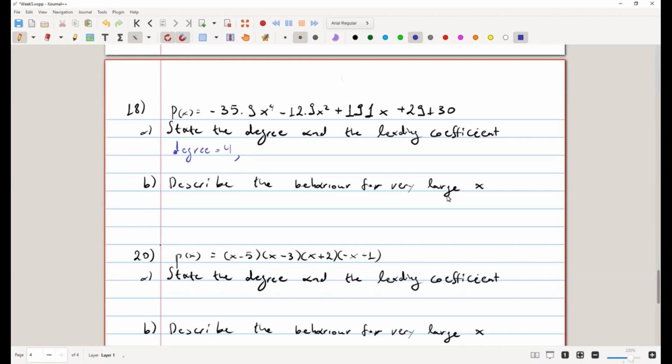So we took the degree from x to the 4th. So the leading coefficient is equal to minus 35.9. Now, those two together, the leading coefficient along with the term that we got the degree from, are called the leading term, and I might refer to that later.